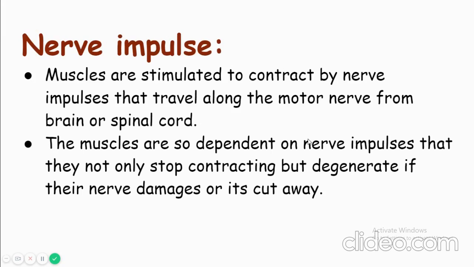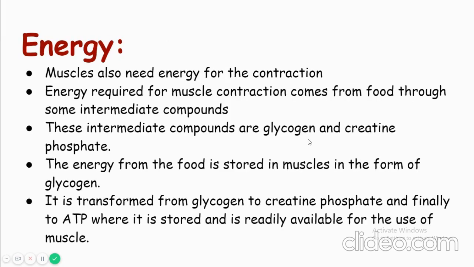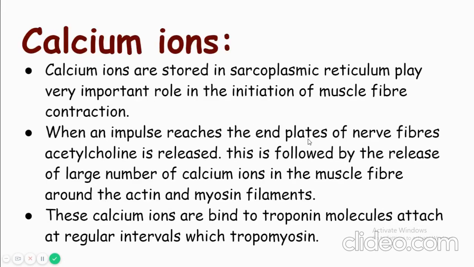So nerve impulse along with energy, they both are very, very important factors required for muscle contraction. Another factor is calcium ions, which play a very important role in muscle contraction. Calcium ions are stored in the sarcoplasmic reticulum. Before we discuss this slide, let's go deep into the topic.